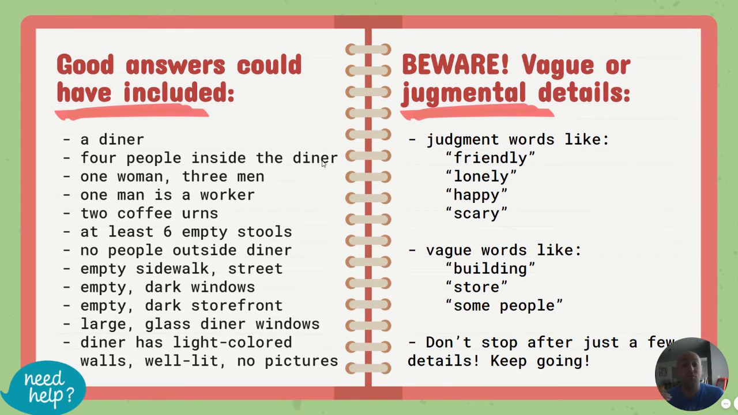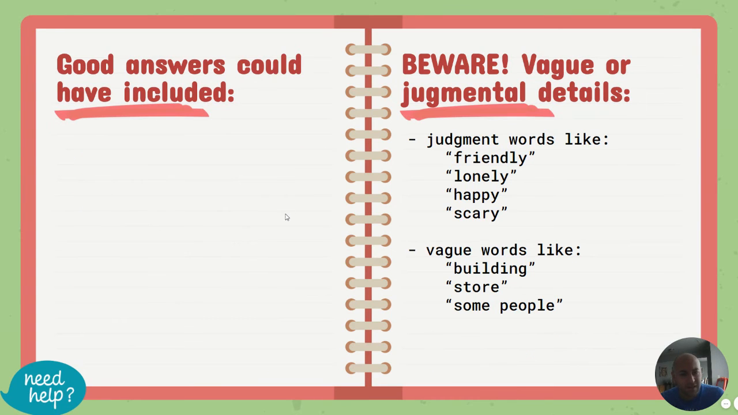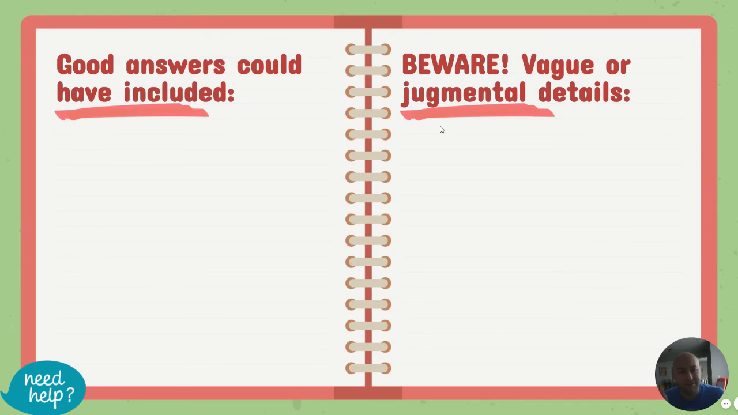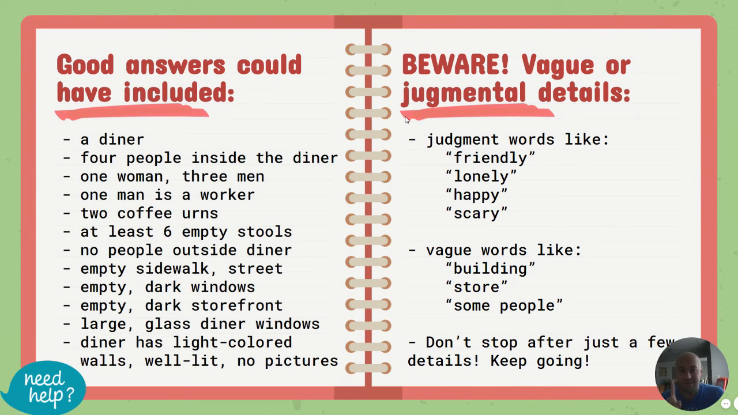Some good answers that could have shown up, check your answers and see if any of these show up on there. A diner, 4 people inside the diner, right? Notice that the number of people is a good detail. 1 woman, 3 men. 1 man is a worker. 2 coffee urns. I don't know what an urn is. Miss Keller wrote that one. And if you know what a coffee urn is, let's go and look. These things that make coffee. I bet that's an urn. Anyways, context clues. There are at least 6 empty stools.